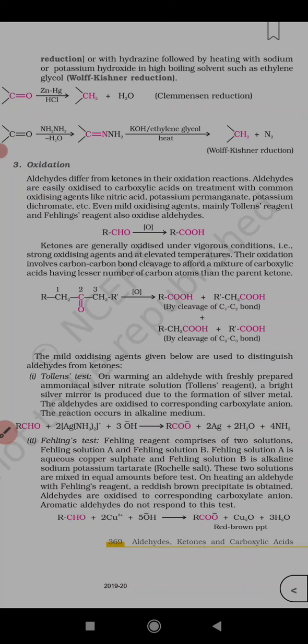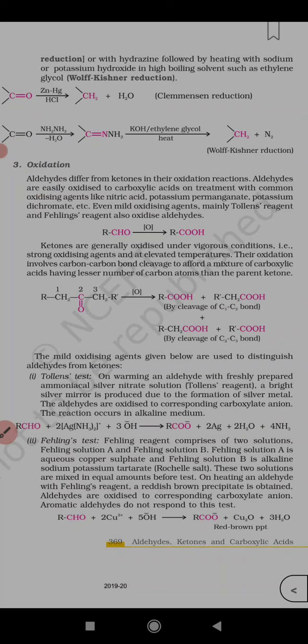Aromatic aldehydes do not respond to this test. RCHO plus Cu2+ plus 5OH minus, because it's alkaline sodium potassium tartrate, gives the carboxylate anion, and a reddish brown precipitate is formed because of Cu2O and three water molecules. So because of Cu2O, the reddish brown precipitate is formed.